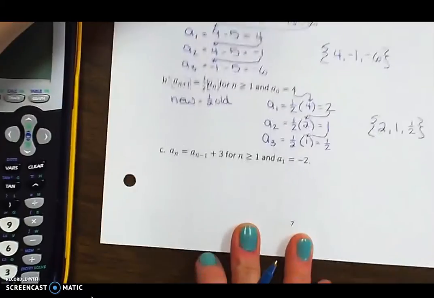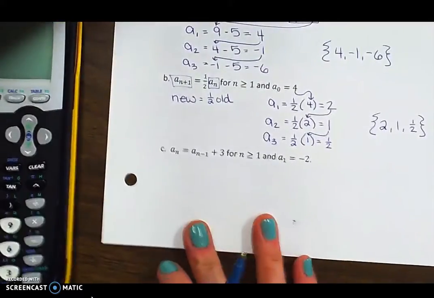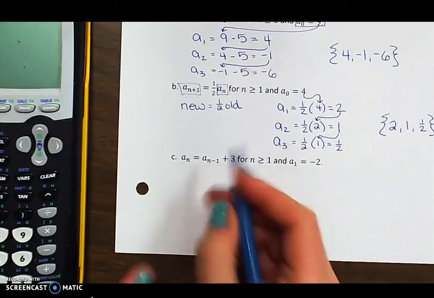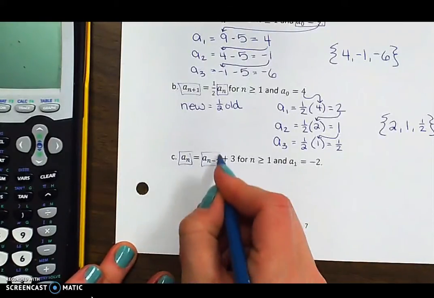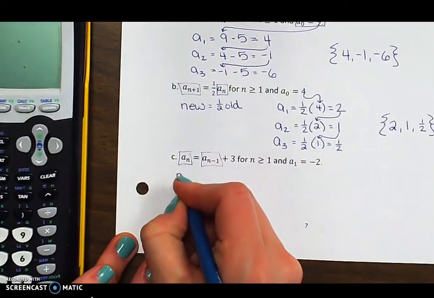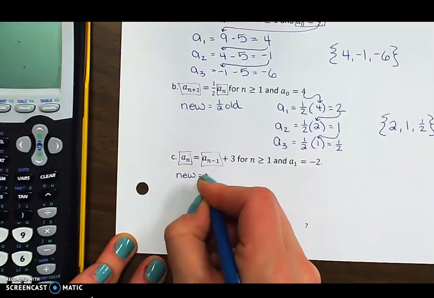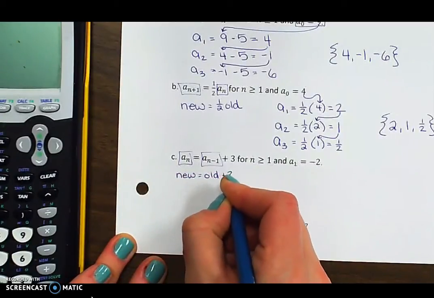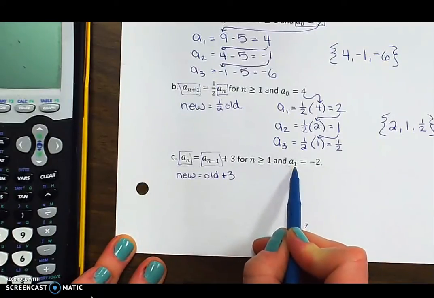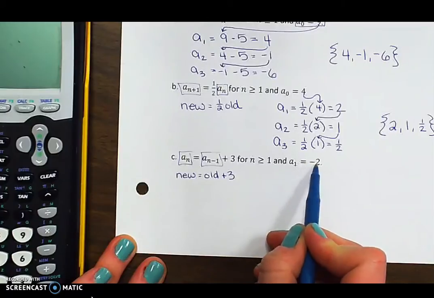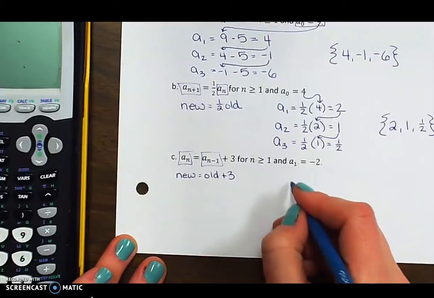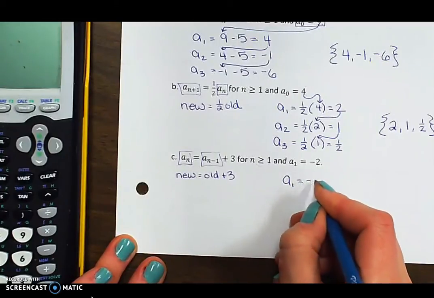All right, let's take a look now at our next one. So a sub n equals a sub n minus 1 plus 3. So again, we have 2 functions. So let's rewrite it as the new function and the old function. So here we're going to have our new number equals the old number plus 3, for n greater than or equal to 1, and a sub 1 equals -2. Careful, n is greater than or equal to 1 and a sub 1. So look at this, they gave us our first term. So a sub 1 equals -2.